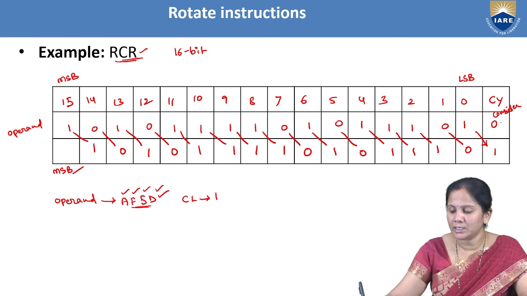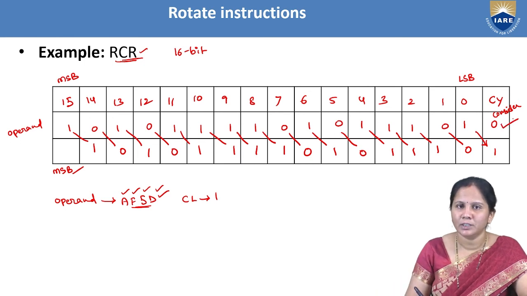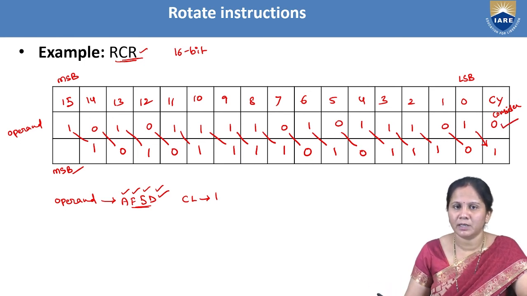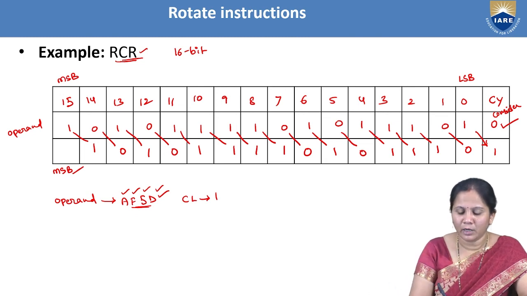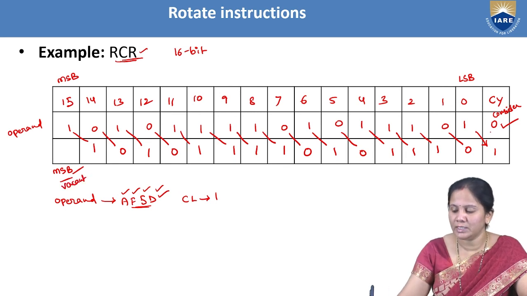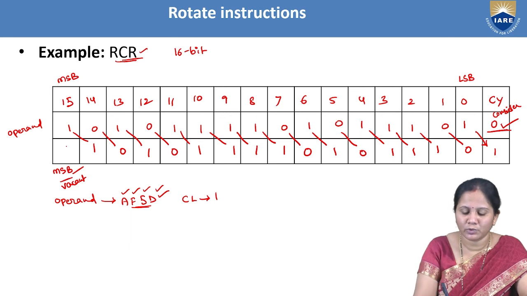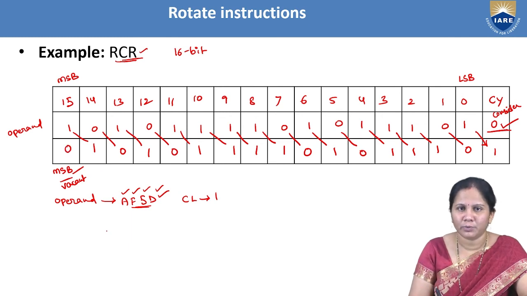So in this case, the carry bit we have considered is 0. For example, in the previous case, let us consider 0 has been the carry bit. Now in this vacant MSB bit, you have to fill with the carry bit. So in this case, the carry bit is 0. So here you have to fill with 0.